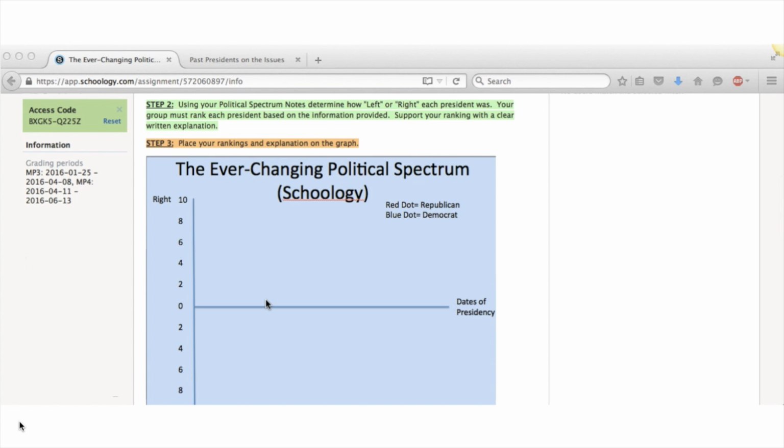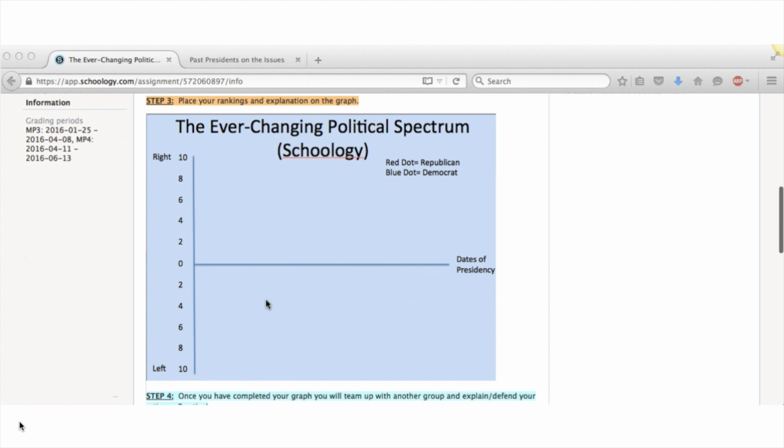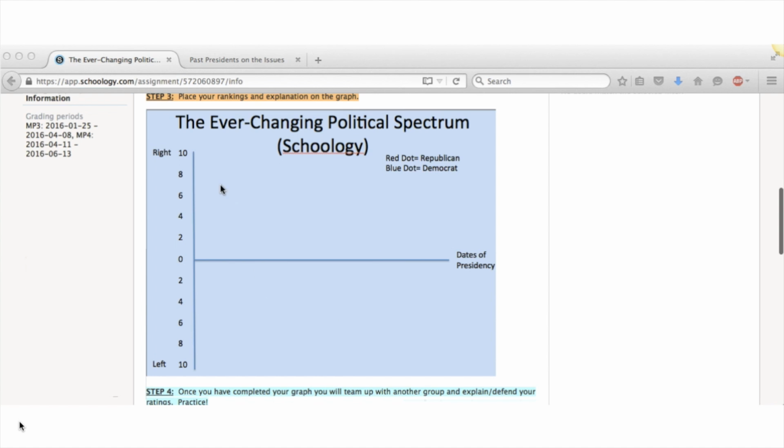Once they have completed step 2, determining their rankings, they actually place them on the graph. And here's the graph, and they would put points for a specific president, whether Republican or Democrat, and then they would rank them and provide a quick excerpt on why they ranked them how they did.